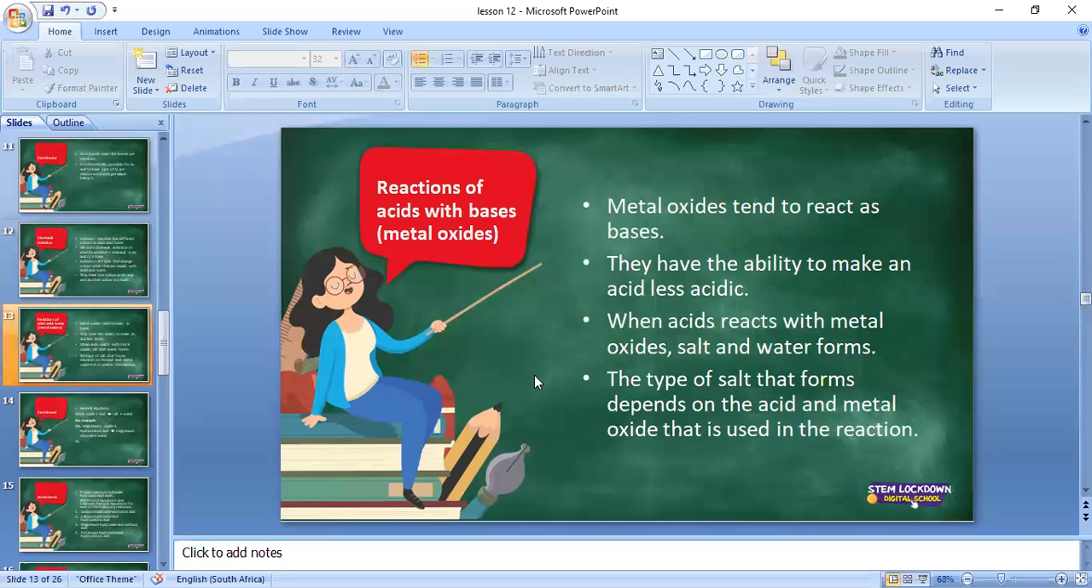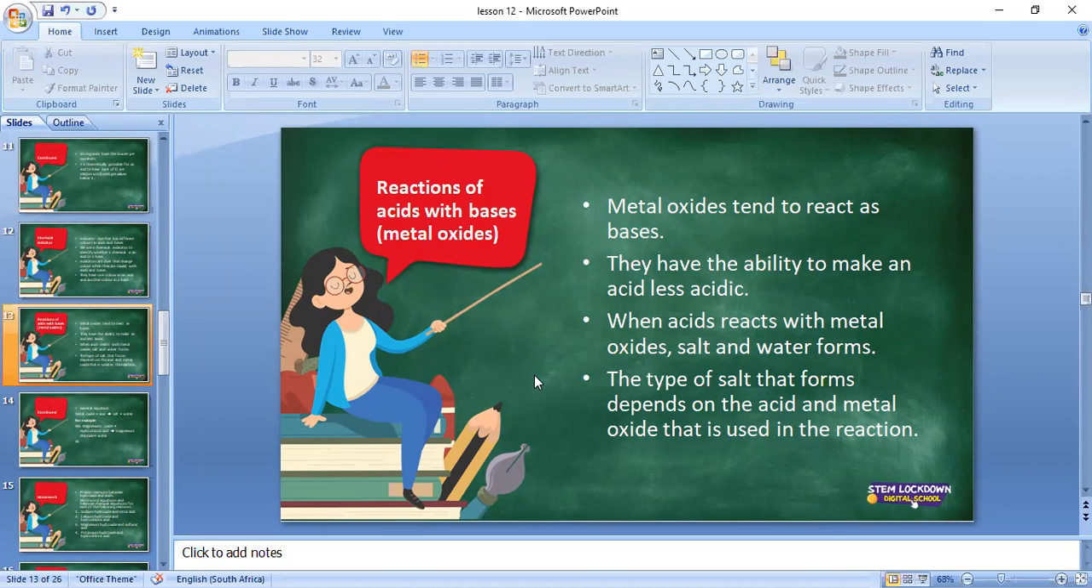Metal oxides and their reactions now. This is very, very important, grade nines. When we're talking about reactions, that means we are going to react acids and bases now. So we're going to have compounds reacting, giving us new products. So you need to know this very well. Metal oxides tend to react as bases.